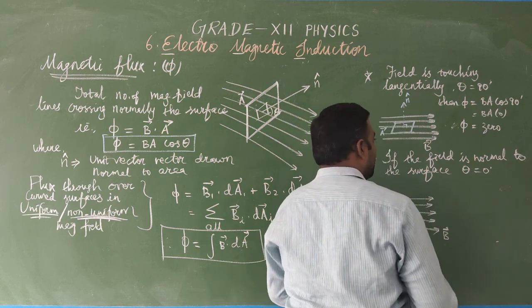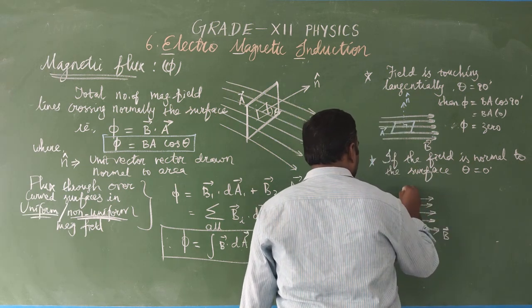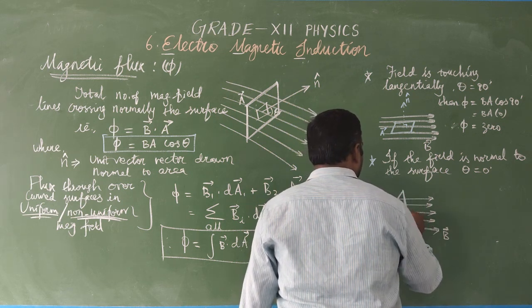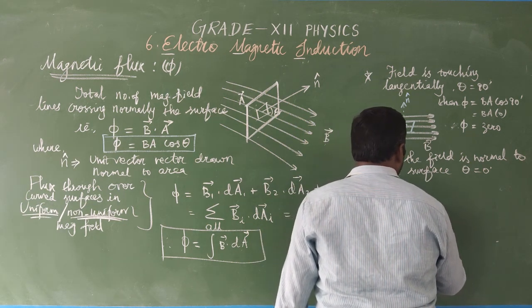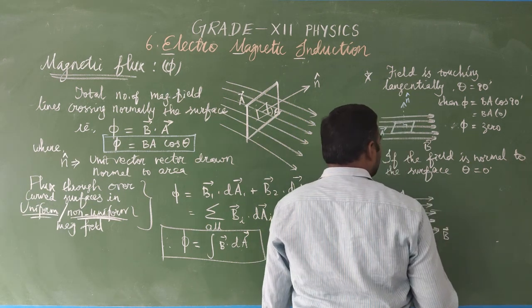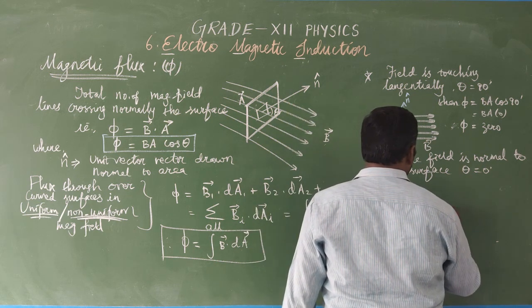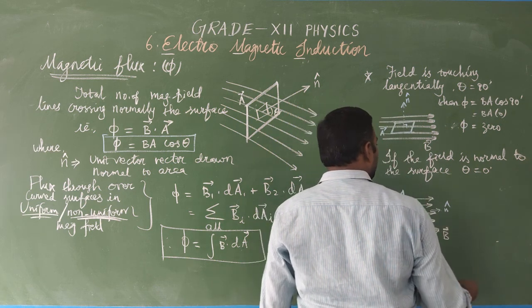This is the external magnetic field, and this is the unit area. This is the A vector. Here the normal is drawn. This is the normal, so the field is normal to the surface. So this is the normal. So theta is equal to 0.